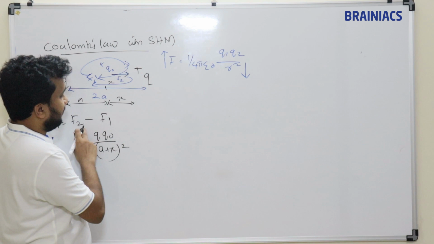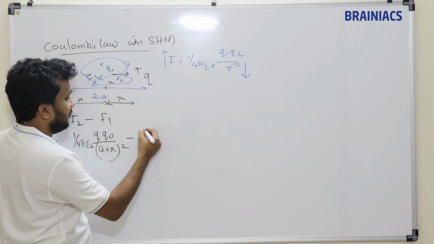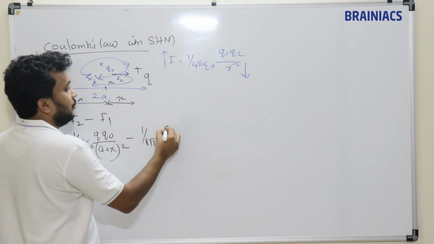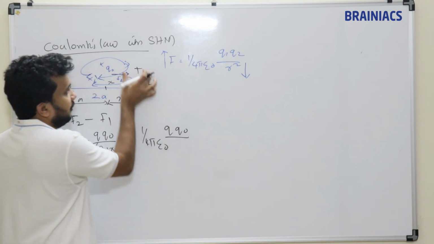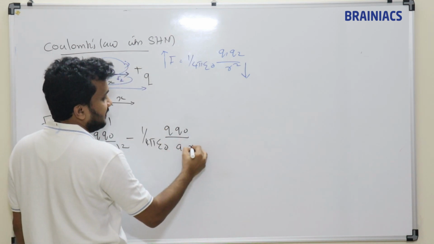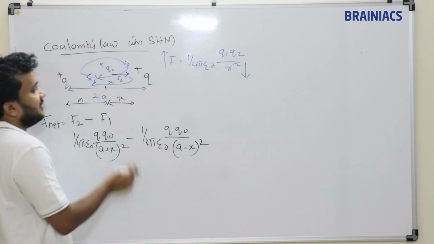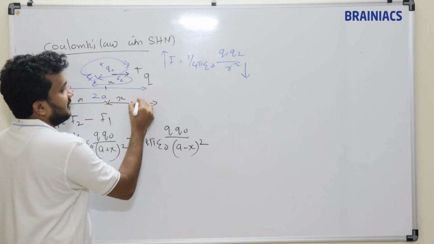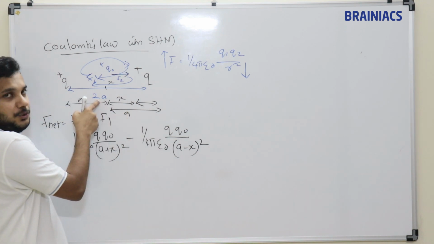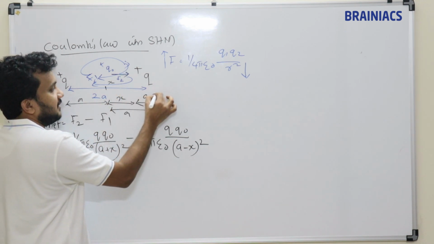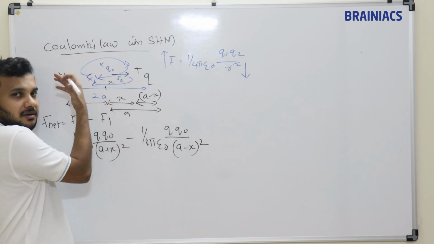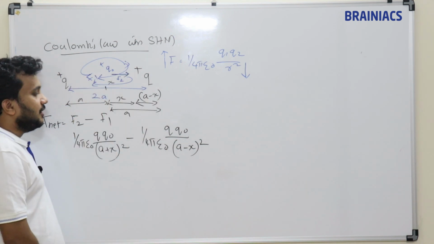Next, the other force will be equal to minus of 1 by 4 pi epsilon 0, Q into Q0, divided by the distance. The total distance is A. Now it has moved X meter. So what is the total distance between the two? On this side it is again A meter, so A and A is total 2A. X has moved, so what is the balance? A minus X. Total is A, X gone, so the balance is A minus X the whole square.